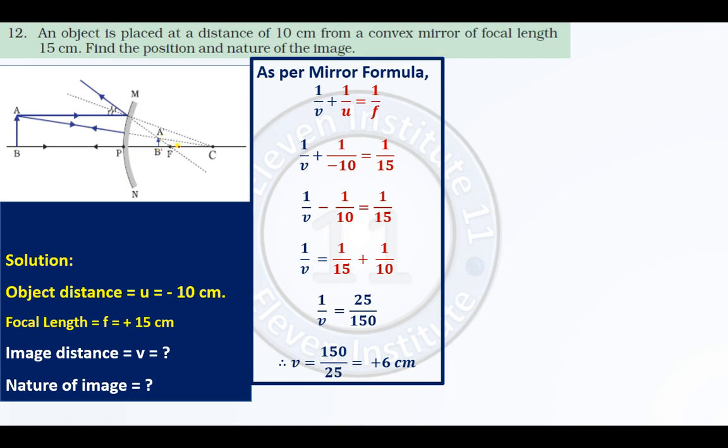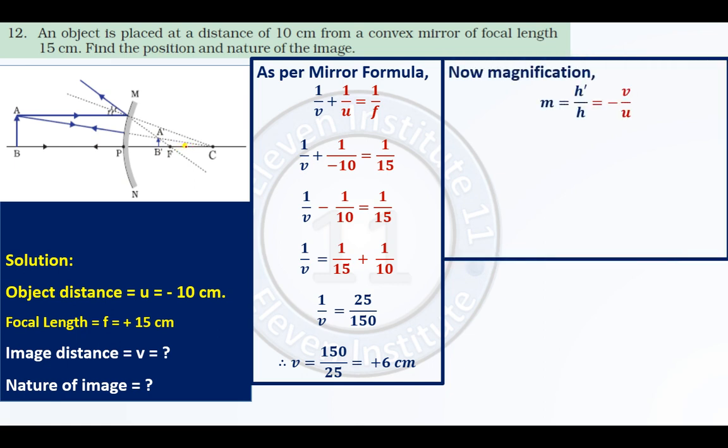Now we want to find the value of magnification for nature. So now we will apply the formula for magnification. M is equal to h dash upon h is equal to minus v upon u, but now we do not have to look into this because we don't want to find the size of the image. We want to find only nature of the image, so we will correlate the first one and the last one. So m is equal to minus v upon u.